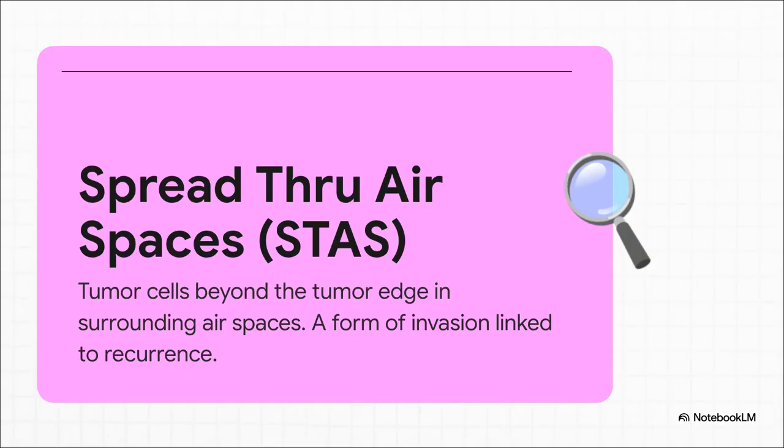Here's something else you absolutely have to have on your radar: spread through air spaces, or STAS. When you see these little nests or single cells of tumor floating around in the air spaces just beyond the main tumor, that's a defined form of invasion, and it is a huge deal. It's a major red flag for a higher risk of recurrence.